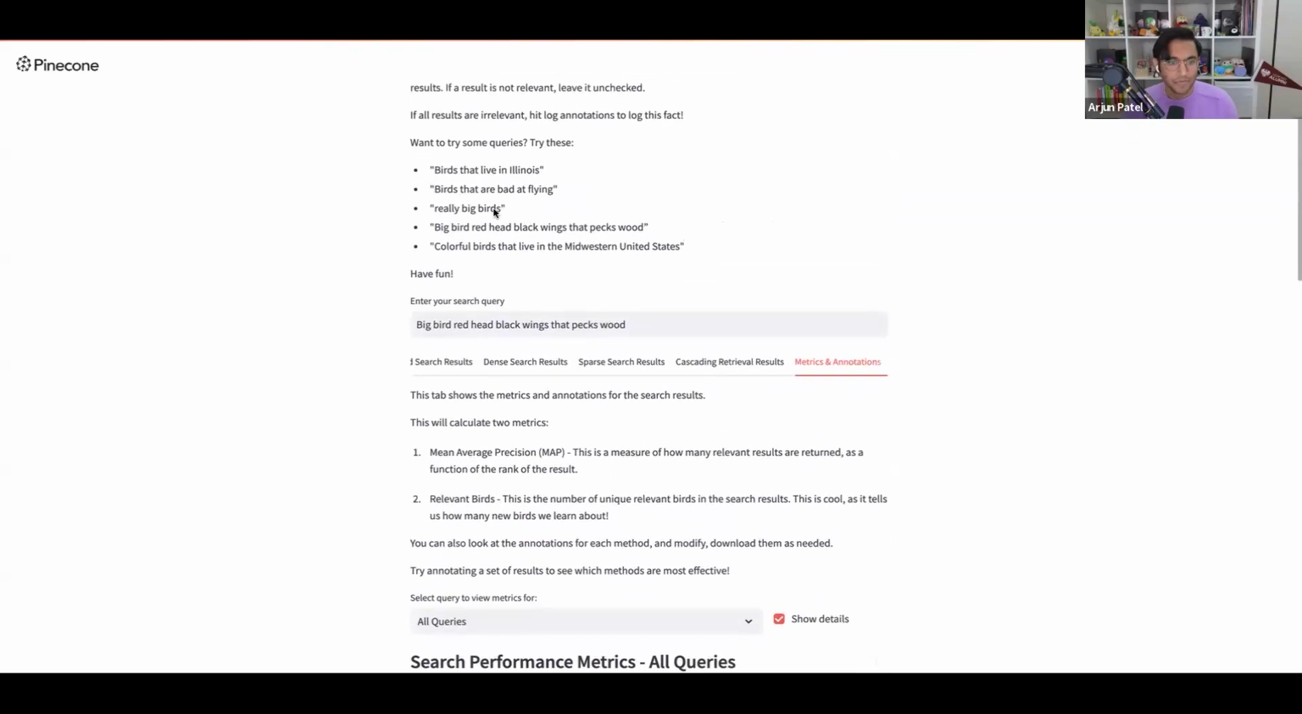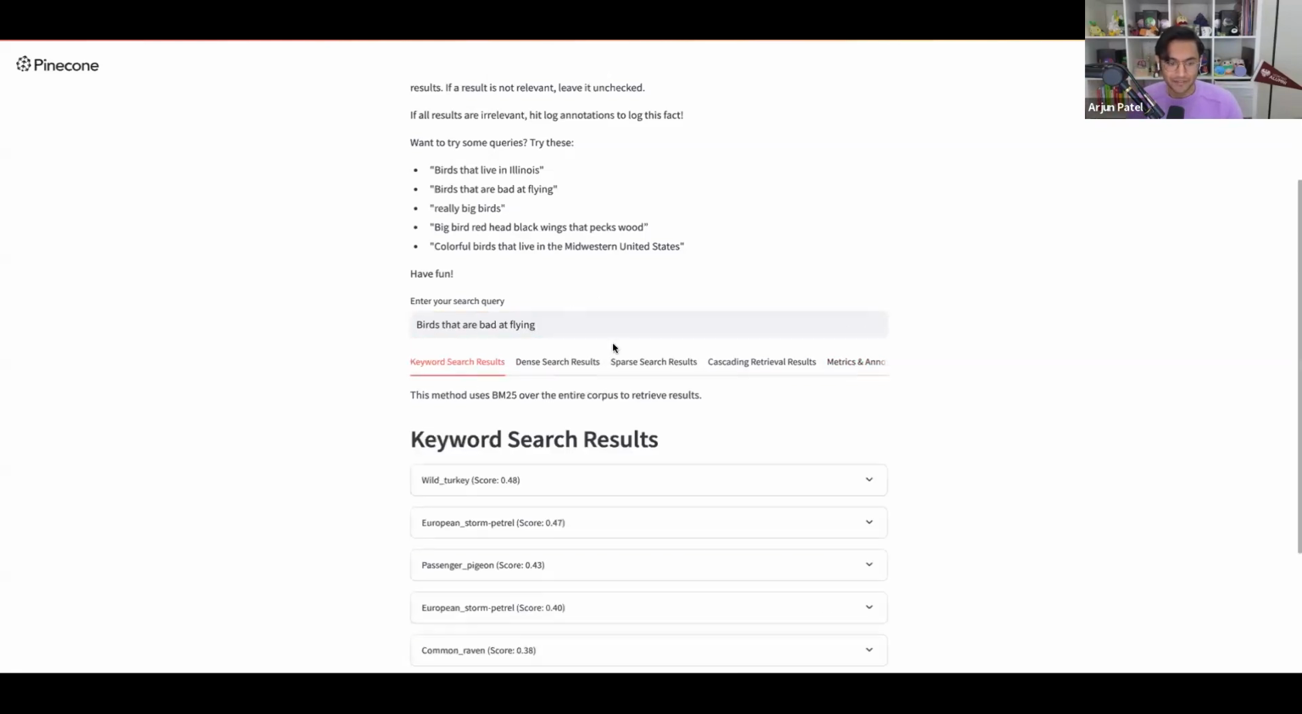Let's try another query. Let's do this one. Birds that are bad at flying. This is an interesting query because we're asking about a negation, almost. We're taking this concept of flying and we're saying, okay, we want things that are not good at flying. There isn't a good word. There are words that are a good opposite to the word flying, like flightless birds, but those birds cannot fly at all. So we just want birds that are not good flyers. Let's see what the results will be using this idea.